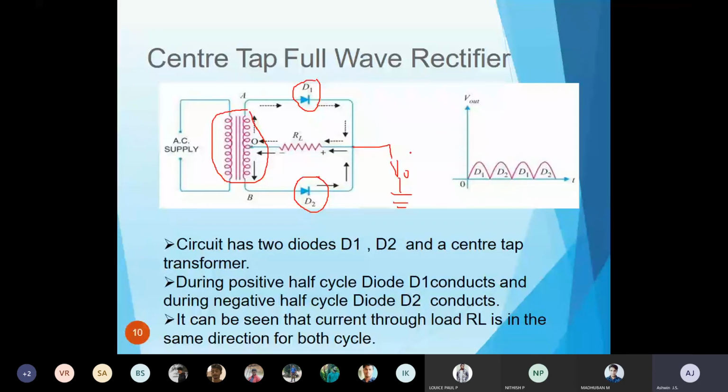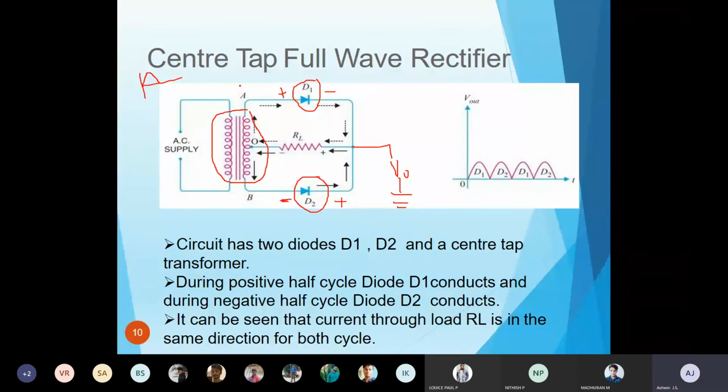Let's see the operation, how it is transforming. During the positive half cycle, as we know, the center tap here will become positive and here it will become negative. And similarly, in this condition it will be negative and it will be positive. So that is the thing of a center tap here.